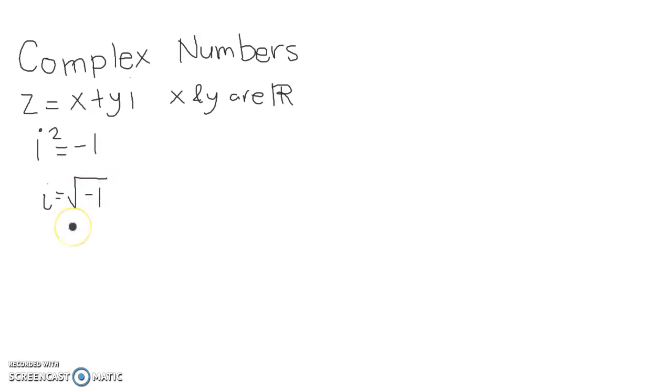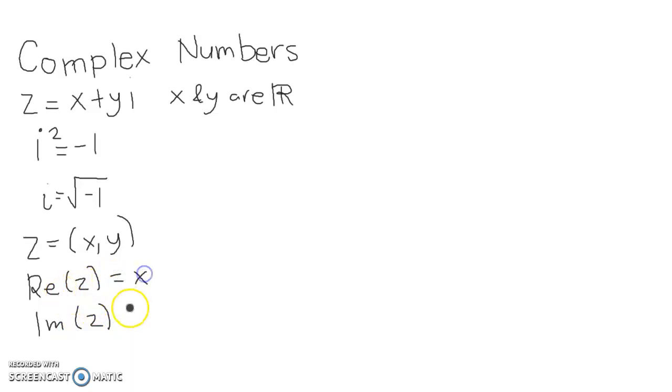So the real number x is the real part, while yi is the imaginary part of the complex number. And by definition, a complex number z is an ordered pair (x, y), where x is called the real part and y is the imaginary part of z, written as real part of z and imaginary part of z. The real part of z is again equivalent to x, and the imaginary part of z is equivalent to y.